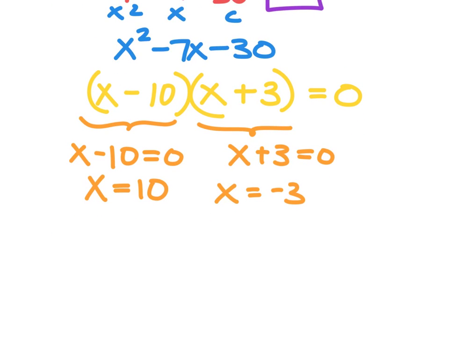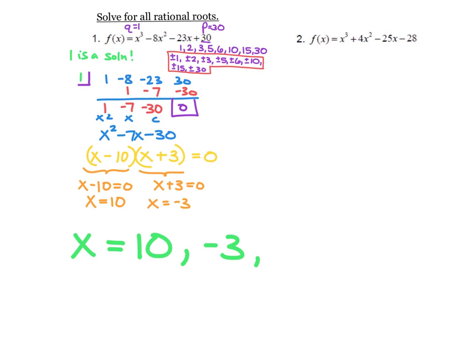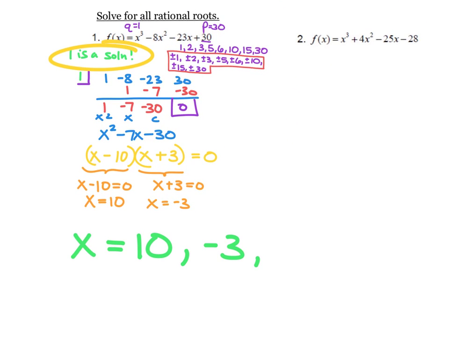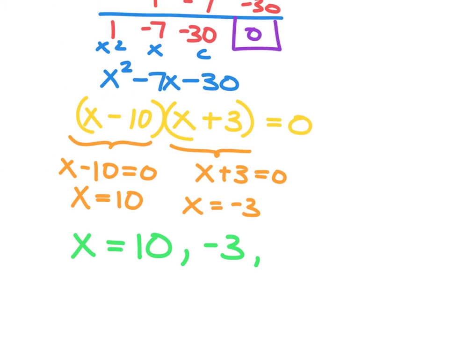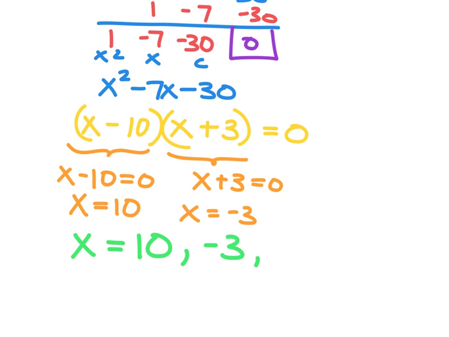Now, I'm so close. My final answer, all of my solutions, we have 10, we have negative 3, and don't forget the original solution that you guys found in the very beginning, which is 1. So my answers are 10, negative 3, and 1. I'm going to put a little star by that one because we don't want you to forget it.